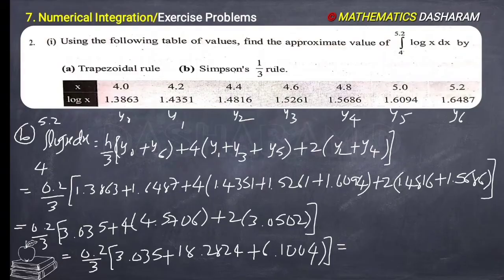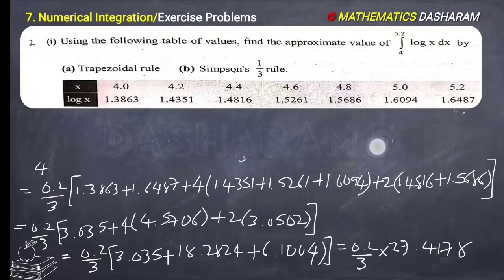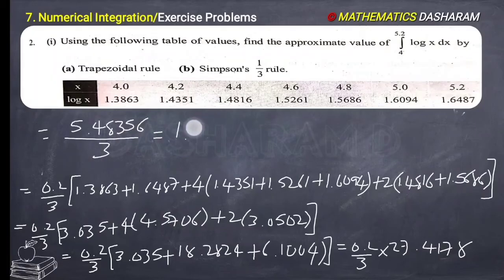Then it is equals to 0.2 divided by 3 into 27.4178. So it is equals to 0.2 into 27.4178 equals to 5.48356 divided by 3. So it is equals to 1.82785, which is our required answer.